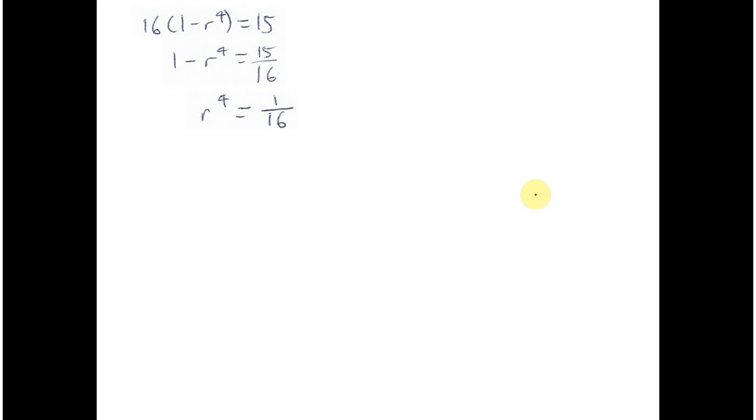Therefore, r to the 4 equals 1 over 16, because 1 minus 1 over 16 equals 15 over 16. So r equals the fourth root of 1 over 16, which is equal to a half or minus a half. So that's the two possible solutions. Just like a square root gives two possible answers, so does a fourth root.